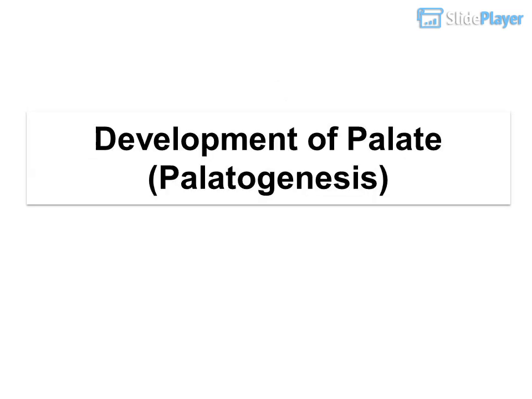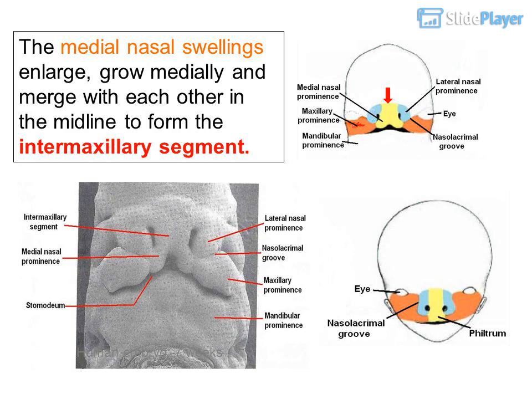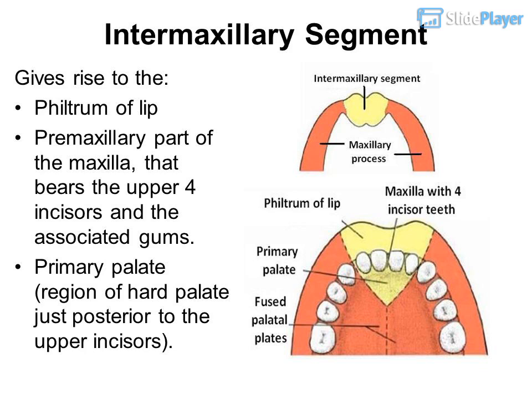Development of palate, palatogenesis. The medial nasal swellings enlarge, grow medially and merge with each other in the midline to form the intermaxillary segment. Human embryo, 7 weeks. The intermaxillary segment gives rise to the philtrum of the lip, the premaxillary part of the maxilla that bears the upper 4 incisors and the associated gums, and the primary palate, the region of hard palate just posterior to the upper incisors.